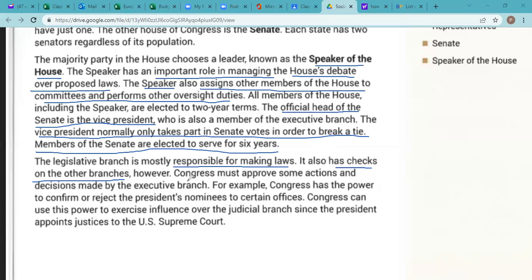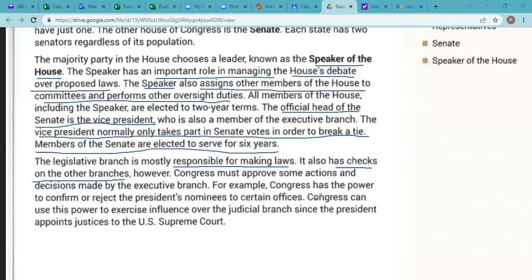So the executive branch, even though it's the president and the vice president and what we might call his or her cabinet, does have to go through another branch to be approved, because they just don't have unlimited power, or else we wouldn't have the Constitution that we have today. For example, Congress has the power to confirm or reject the president's nominees to certain offices.